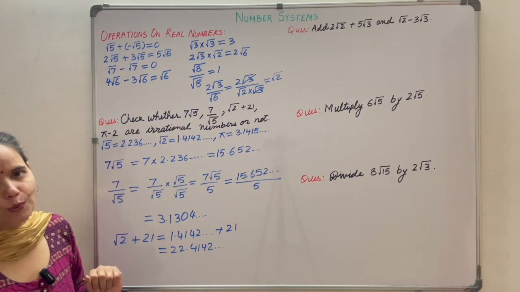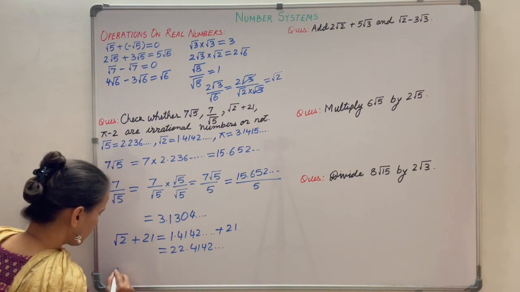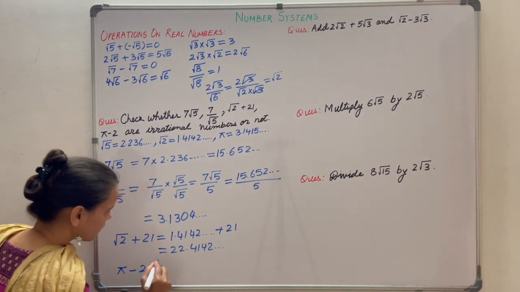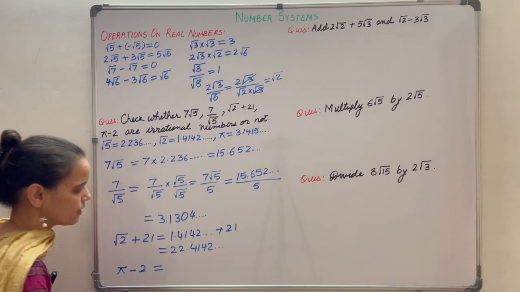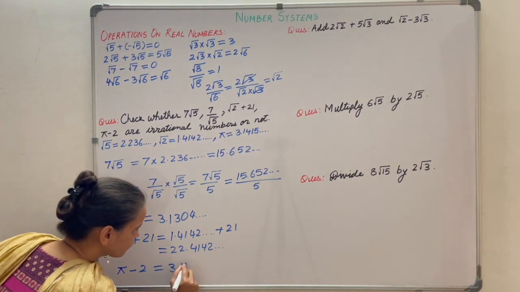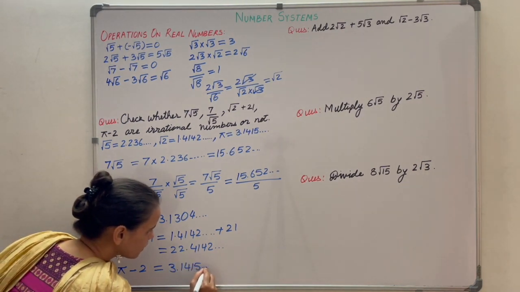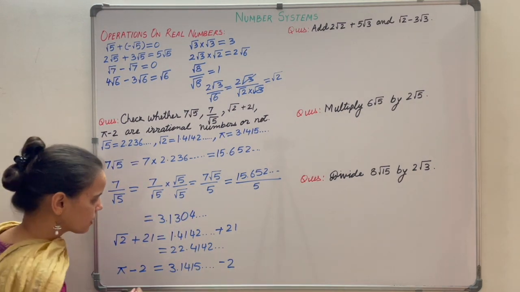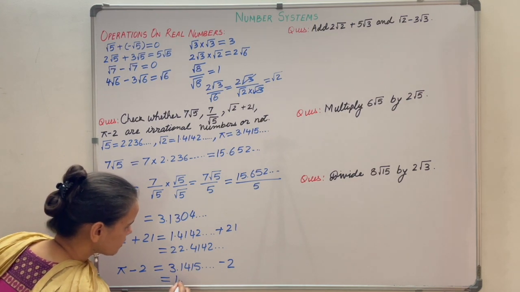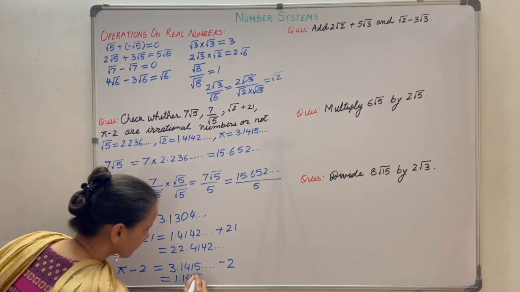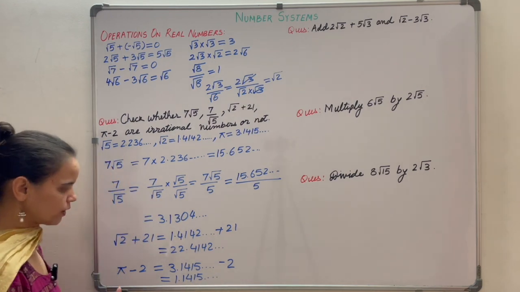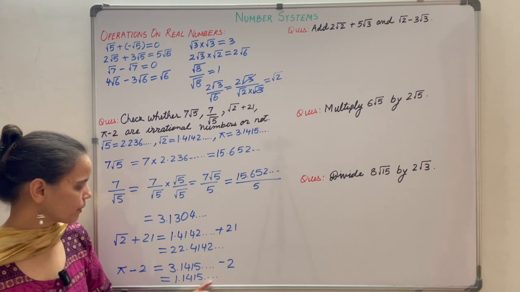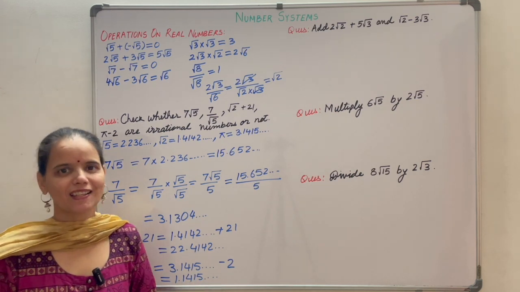Now let us solve this one. Pi minus 2. Pi is an irrational number. From this we are subtracting 2, which is a rational number. The value of pi is 3.1415 and so on, minus 2. So 3 minus 2 is 1. And after the decimal point you have 1415 and so on. So here also you got an irrational number. You can clearly see this is non-terminating, non-recurring, so it is an irrational number.